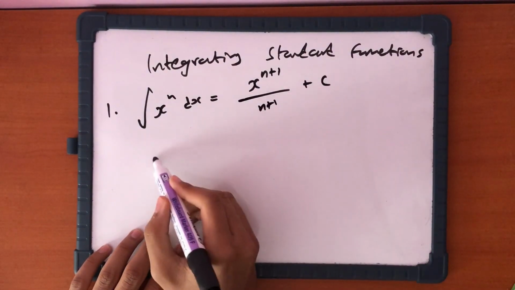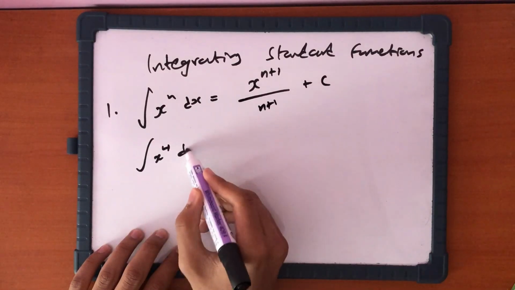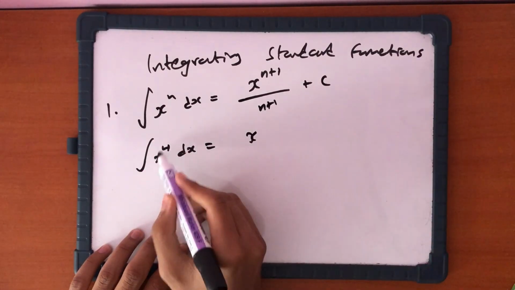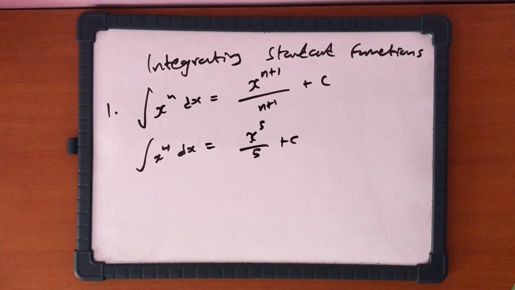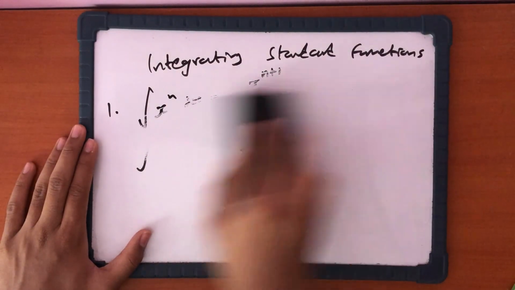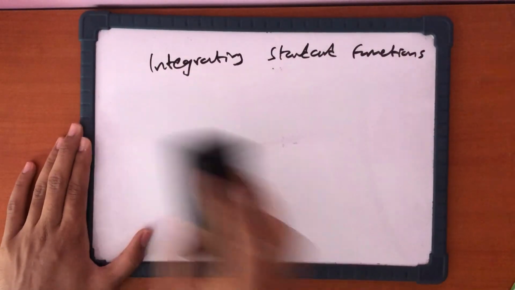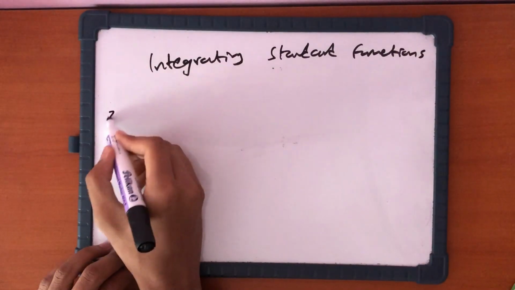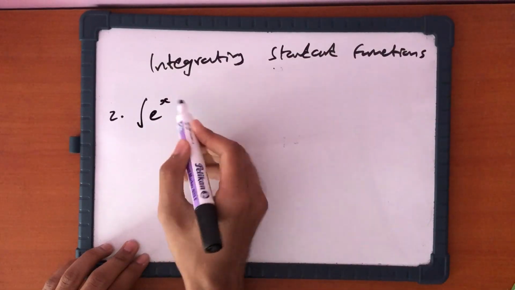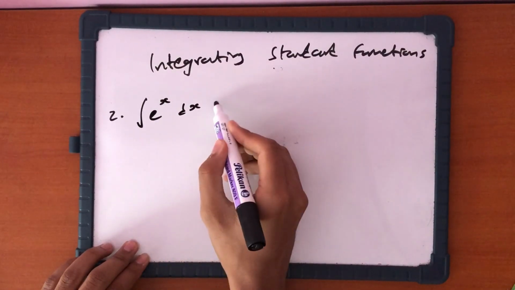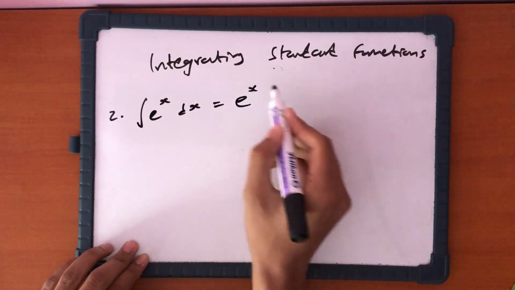So let's say it's x raised to 4. The integral of this would be x raised to 5, add 1 to the power, and then divide by the new power, plus c. So this is the first one. I think you know all this from P1 or P2. And then the second one has a link to differentiation. The integral of e raised to x is e raised to x again, plus c.